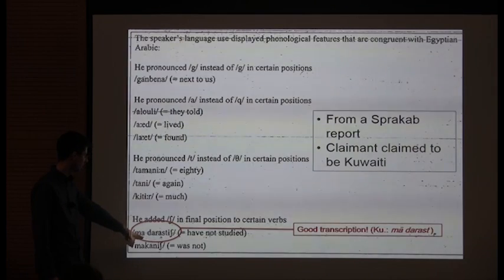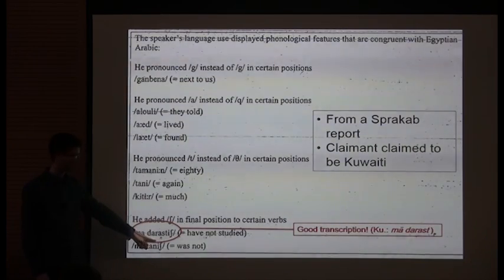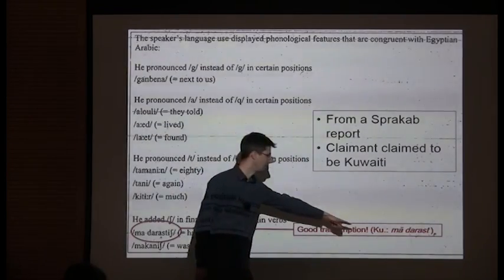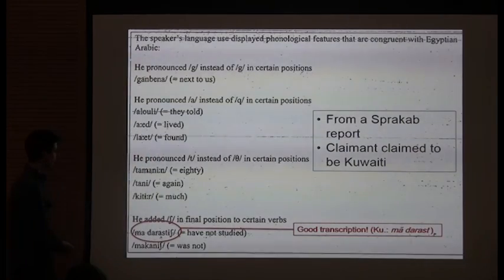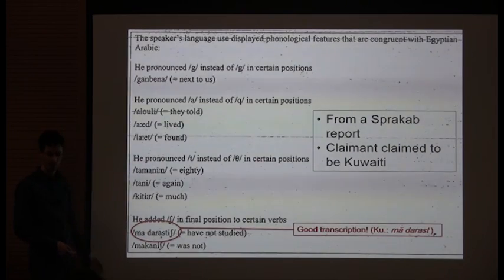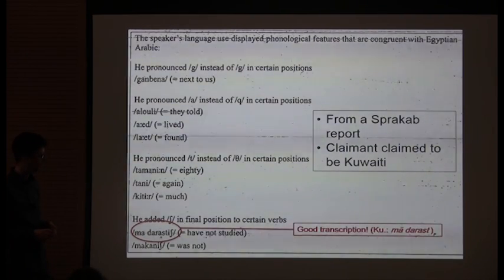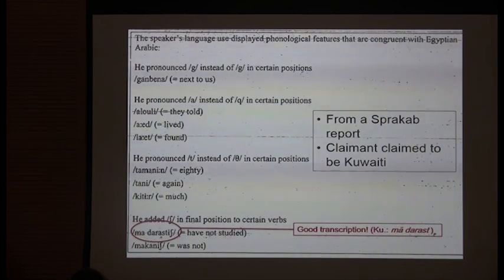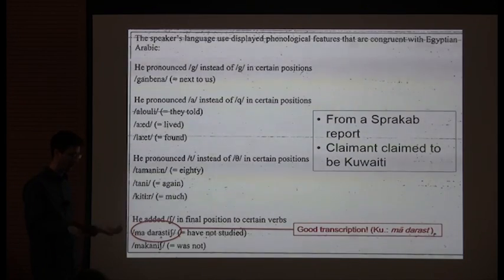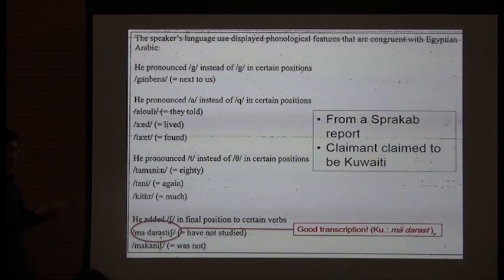I have not studied Medrestish. This actually happens to be a good transcription. And Kuwaiti should be Medrest. So, assuming that there's nothing fictitious in this report, and I guess we have to assume that, then there's strong evidence that this person is not from Kuwait and is in fact from Egypt, okay? But I also want to impress upon you that this report, which is supposedly drafted by reliable experts, just has some kind of embarrassing nonsense in it, okay?